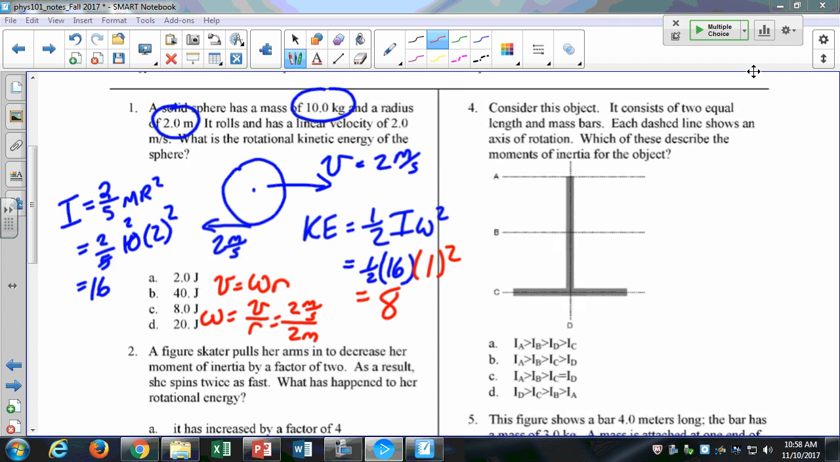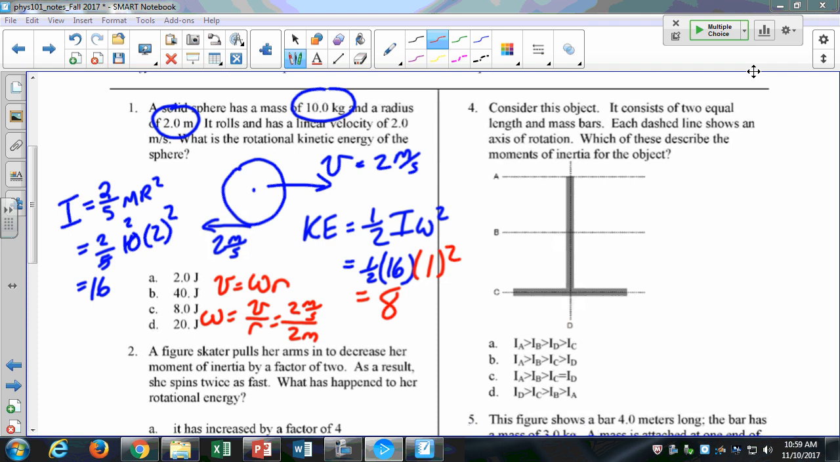So which of these has the bigger moment of inertia? The bigger moment of inertia is going to be A, because when I'm rotating about this axis A, I've got all this mass out here at a big radius. It's rotating around a big radius, all that mass. So A is the biggest. So I know I can get rid of D.